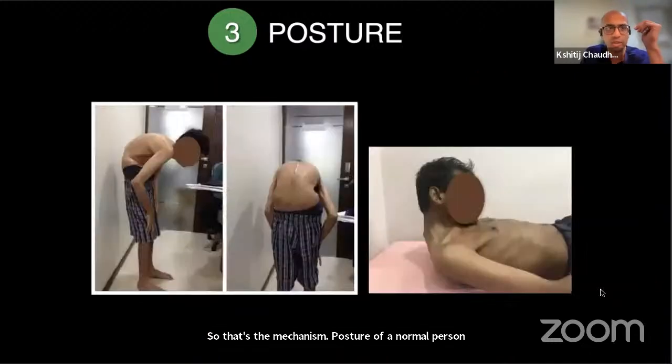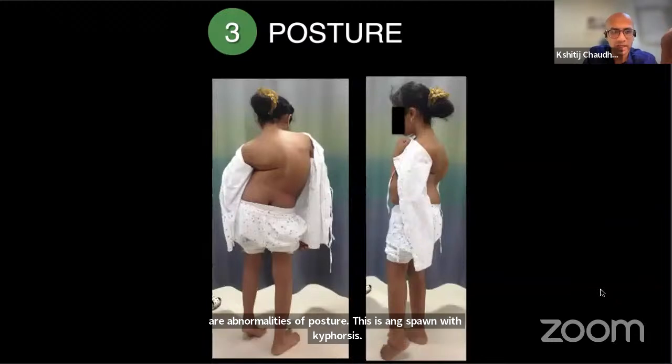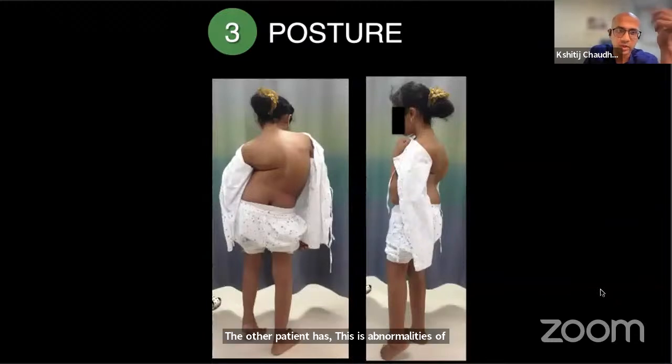You know what an erect posture is. These are abnormalities of posture. This is ankylosing spondylitis with kyphosis. The other patient has cervical kyphosis. These are abnormalities of posture because of severe scoliosis. You can see the shoulders are not level.